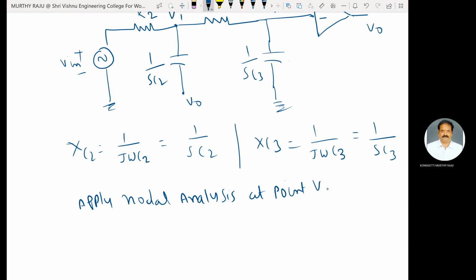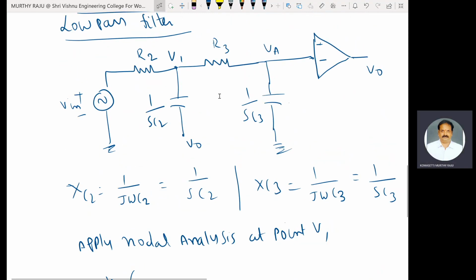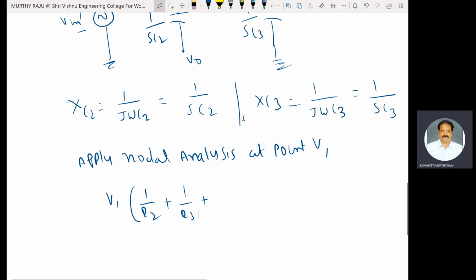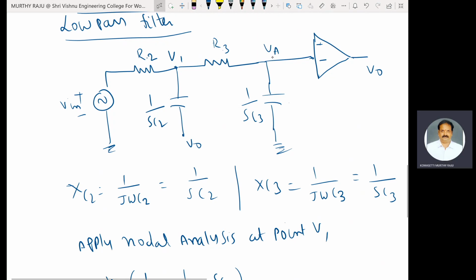At point V1, what are the branches connected to that node V1? R2, R3 and 1 by S C2. Consider admittances of these branches. Admittance of R2 is 1 by R2. Admittance of R3 is 1 by R3. Admittance of the capacitance is S C2. And the adjacent node voltages are VA and Vin, and V0 is also there.